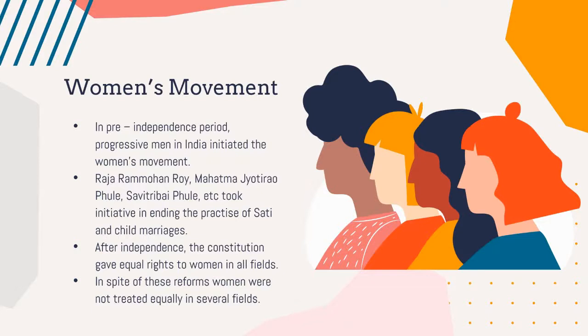After independence, the Constitution gave equal rights to women in all fields. In spite of this, women were not treated equally in many fields. During this period, women's movement aimed at freedom of women. The movement demanded that the women should be treated as human beings.